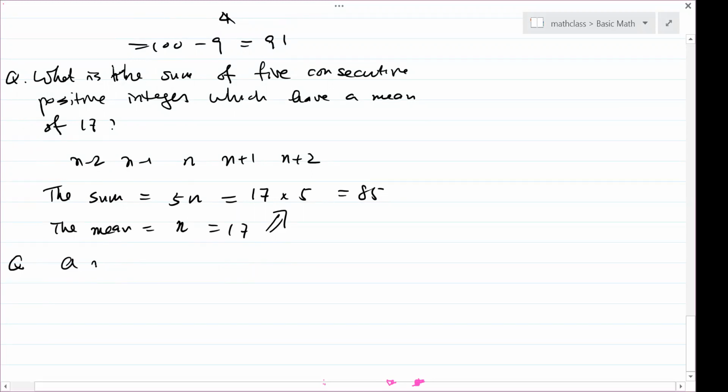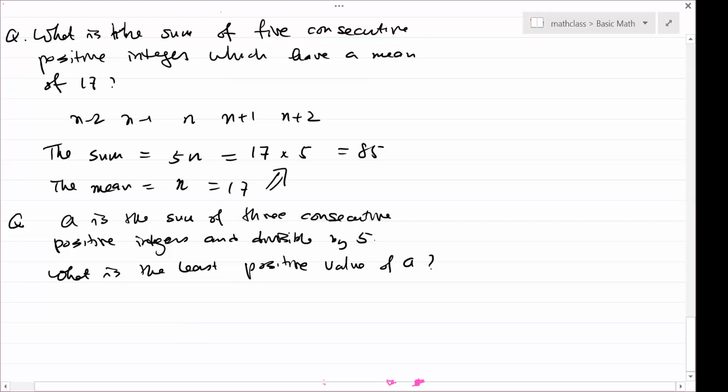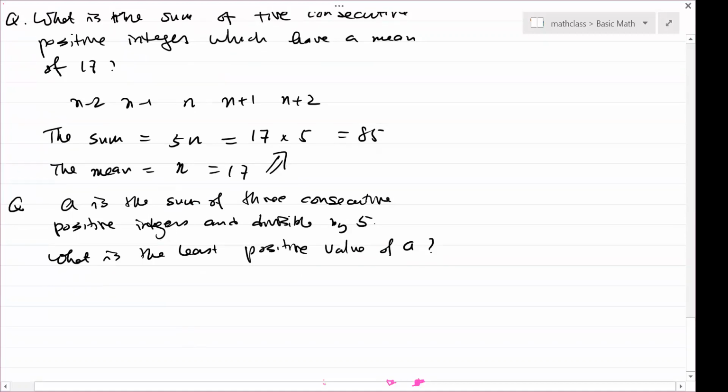Okay. So a is the sum of 3 consecutive positive integers and divisible by 5. Okay. So what is the least positive value of a? Okay, I can also change the problem to the product of three consecutive positive integers, also divisible by 5. After you finish that, you can do that as a problem. Change the sum to the product.